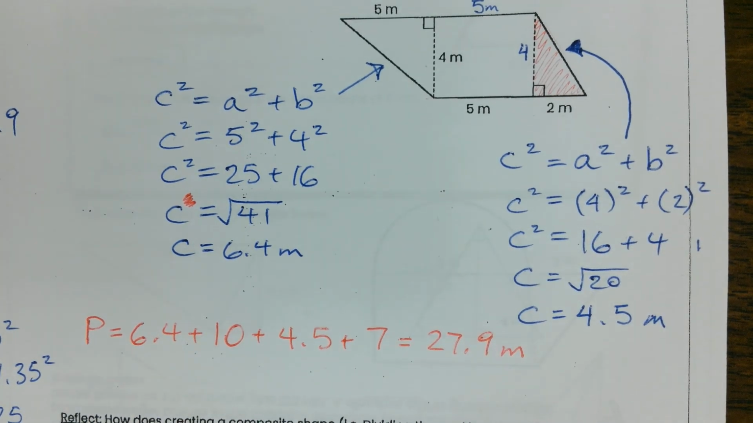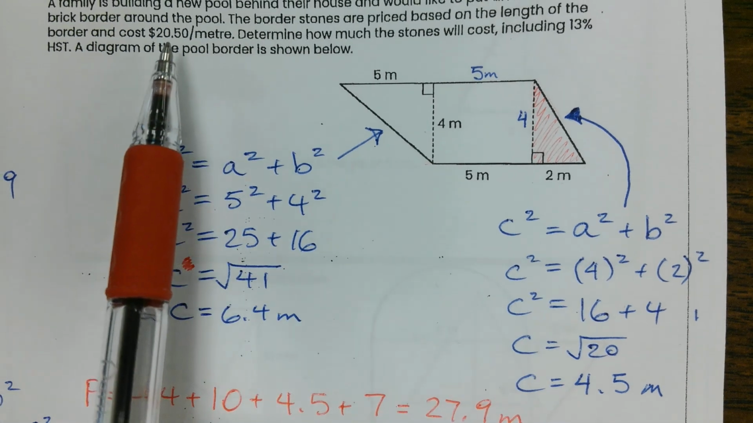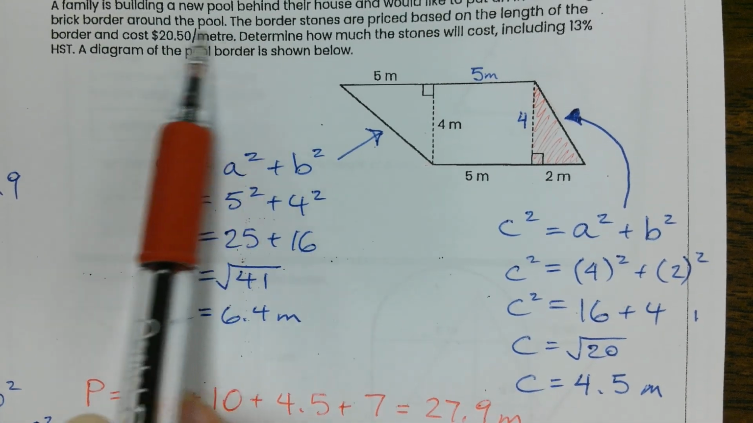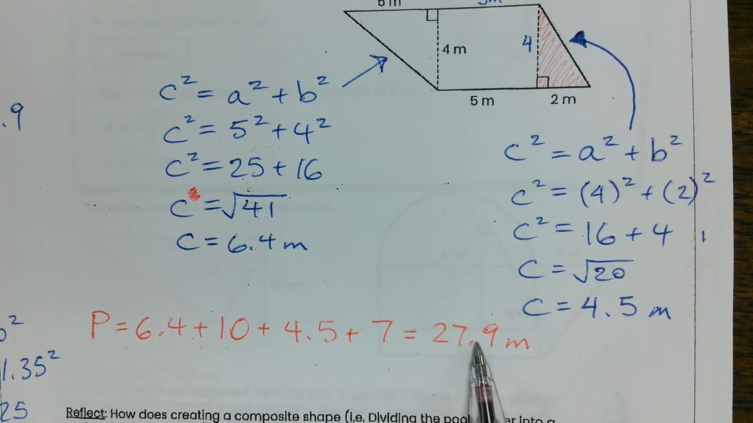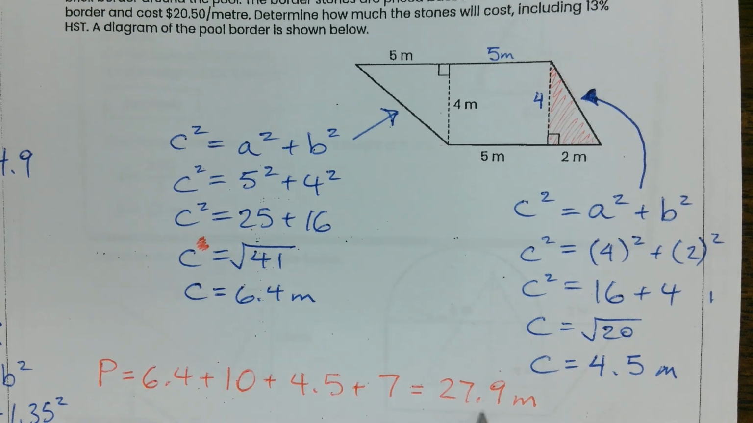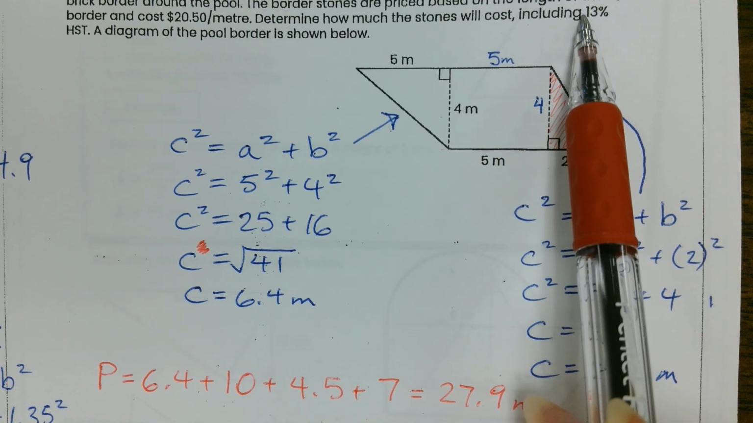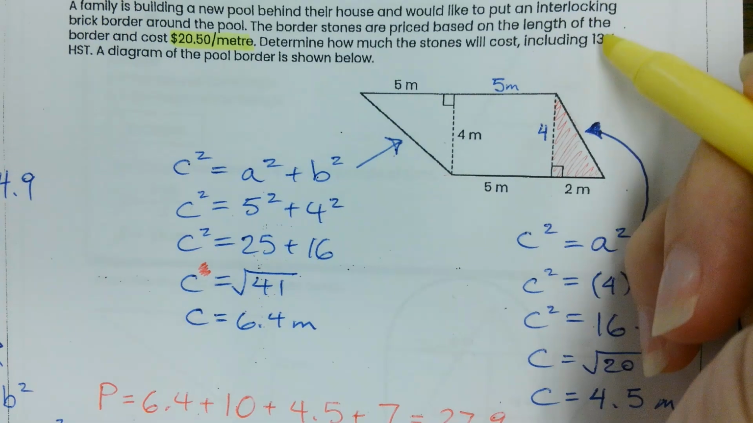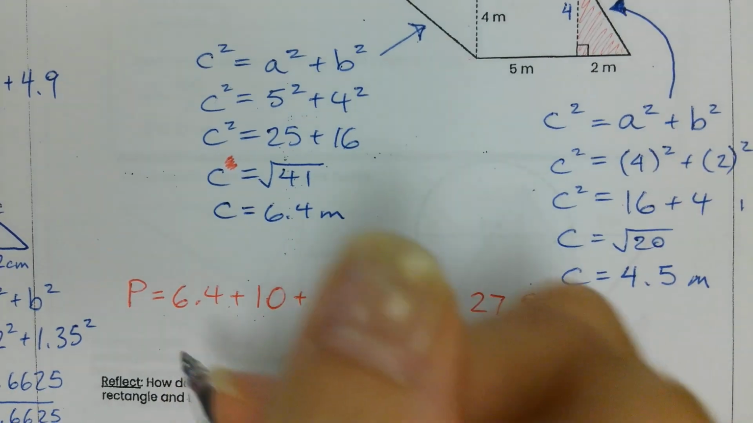Okay, but I'm not done the question. If you read the question again, it's asking you for the costs. So the border is $20.50 per meter. I need 27.9 meters. So what do I do with these two numbers? Yeah, multiply it. And then? Yeah, and also the tax. So make sure when you do the work, read all the numbers. The numbers will mean something.